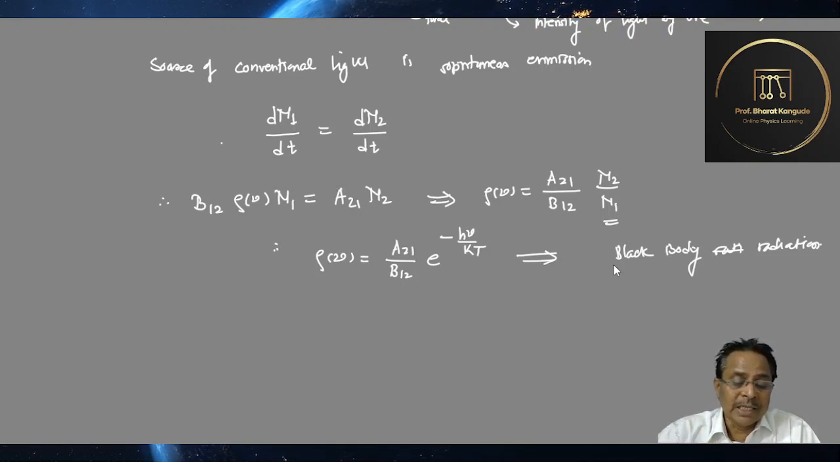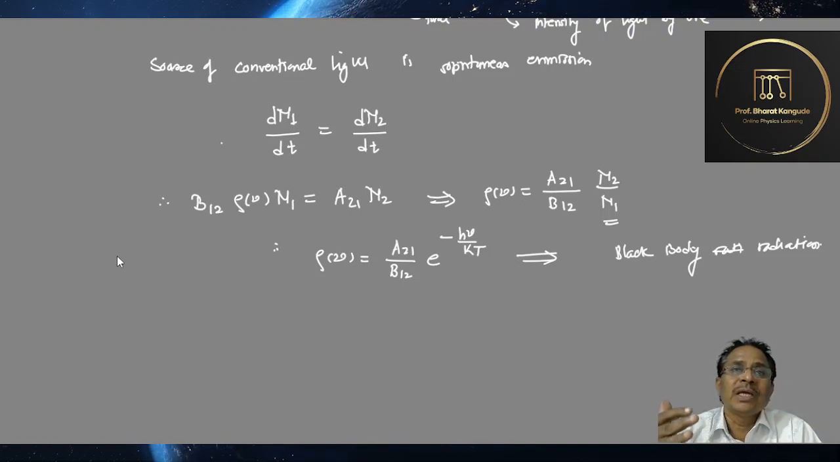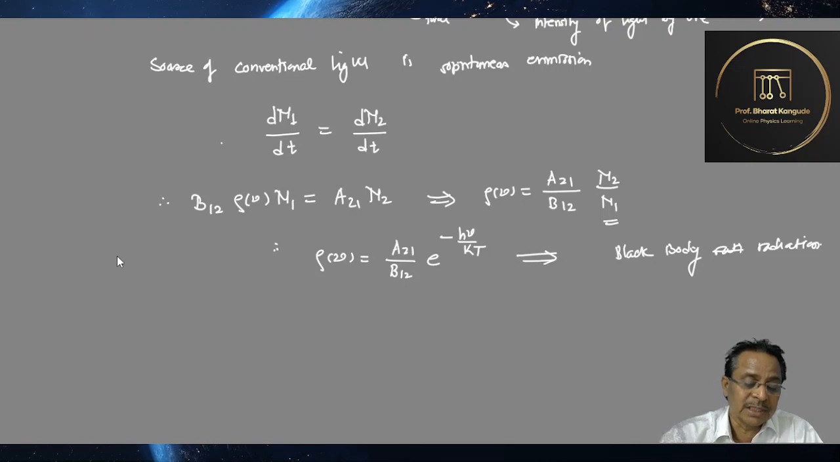Einstein concluded on the basis of this that if a photon can cause induced absorption, why can a photon not cause induced emission, which is called stimulated emission. That is the concept we are going to discuss in the next discussion.